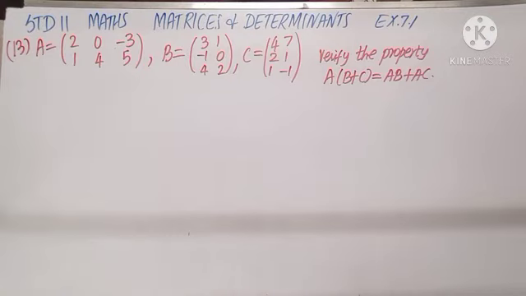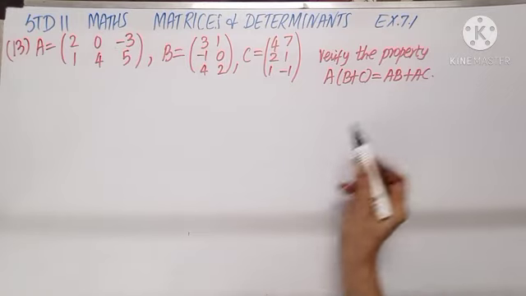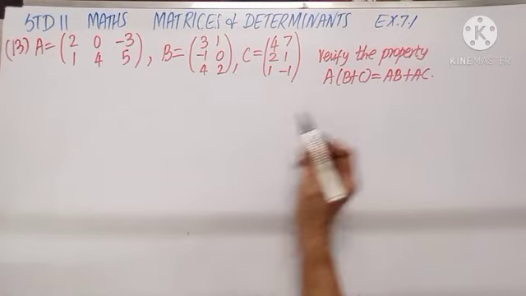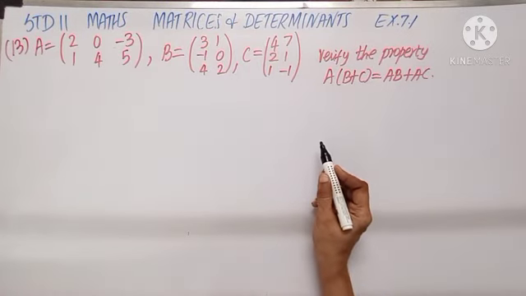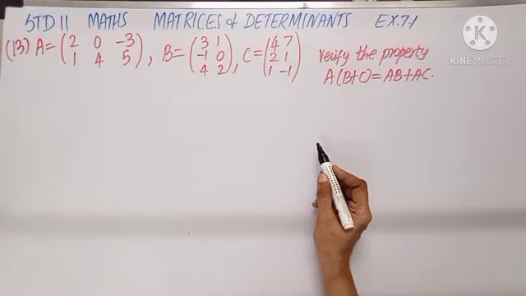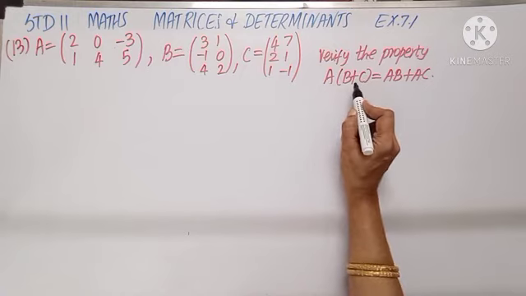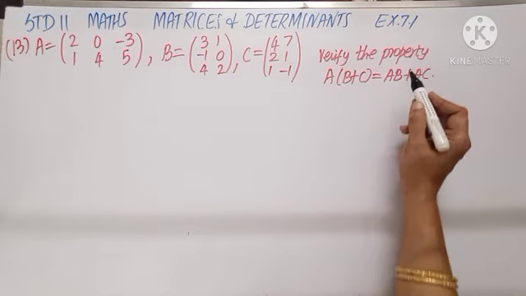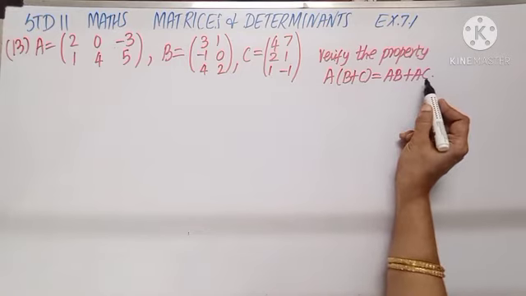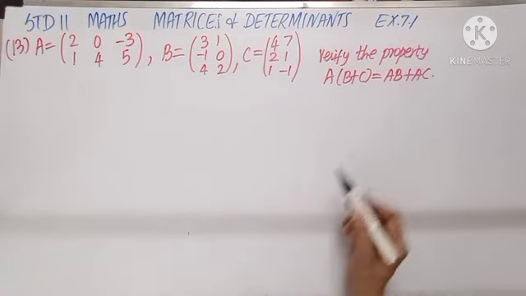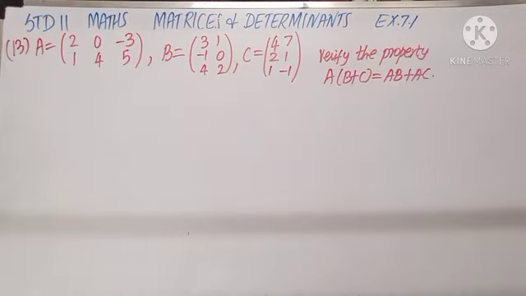Question number 13. Verify the property A into B plus C equals AB plus AC, given the three matrices as in the question. How shall we verify this? There are 5 steps. Find out B plus C, find out A into B plus C, that is LHS. Find out AB, find out AC and then add them, that is RHS. Show LHS equals RHS. Try it yourself and check your answer.